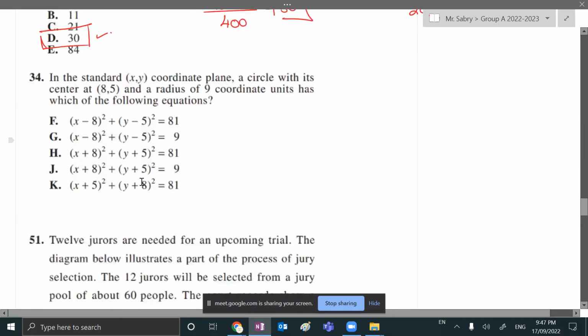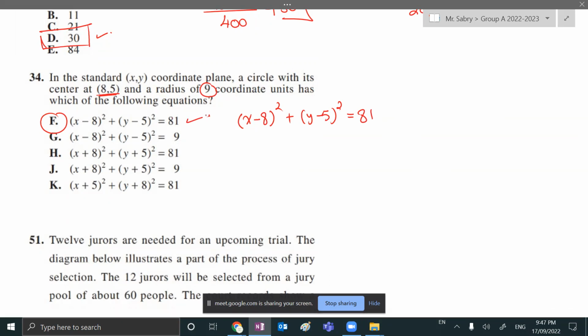Number 34. This is clearly a circle. As soon as I looked at the choices, they're all circles. It says a circle with its center at 8 and 5 and a radius of 9. I put the 8 and the 5 with opposite signs, so it should be x minus 8 and y minus 5. That's the start. Then the right side should be the radius squared, meaning 9 squared, which is 81. So F is the correct answer right away, just by knowing the rule, just by knowing the formula. This question used to be hard for me before, but after memorizing it, it's extremely easy now. The questions on the circle are actually not that hard.